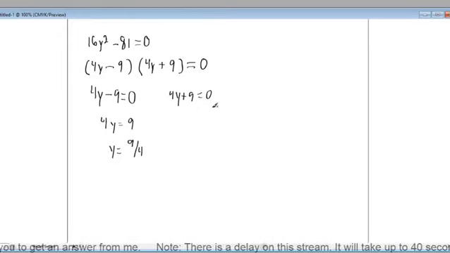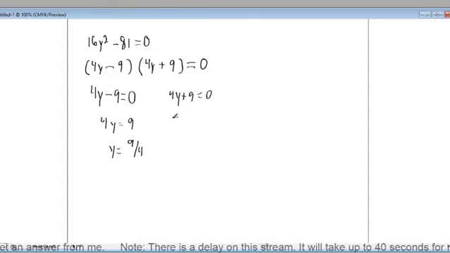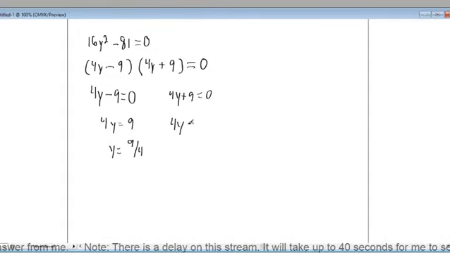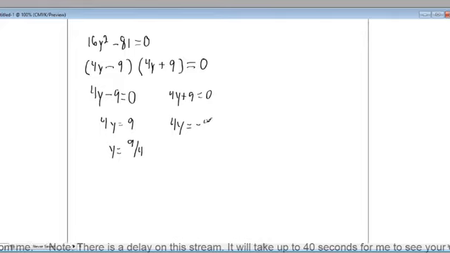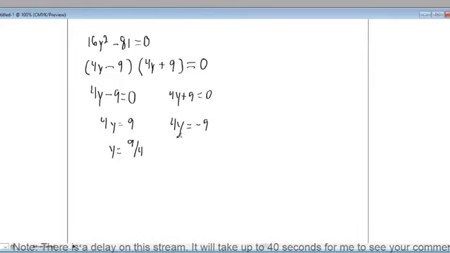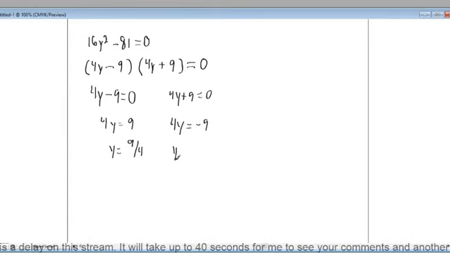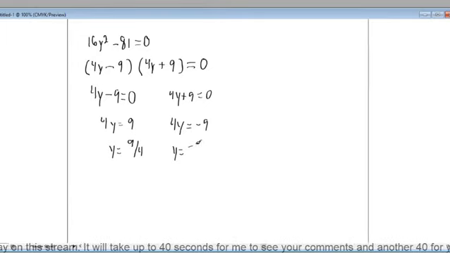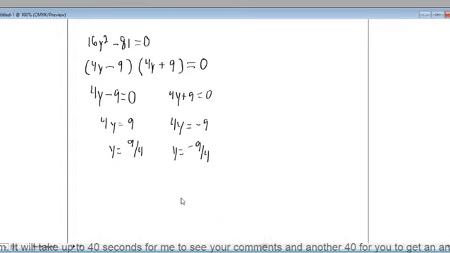Here, same thing, move 9 to the other side, we get 4y equals negative 9. Divide by 4 on both sides, we get y equals negative 9 over 4. And there's our two answers.